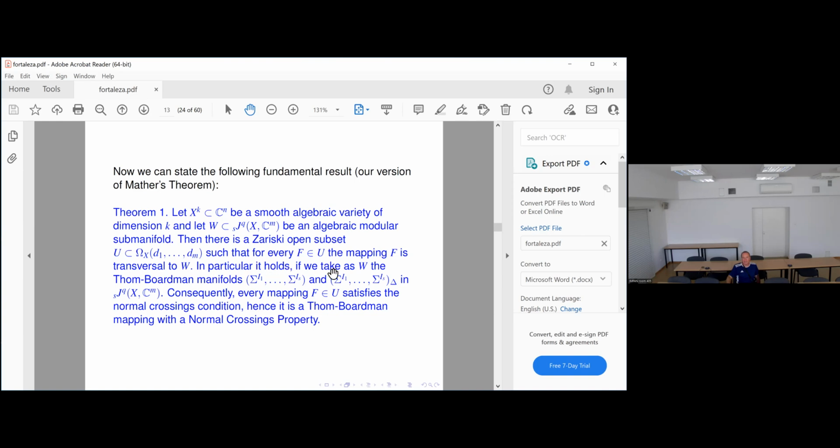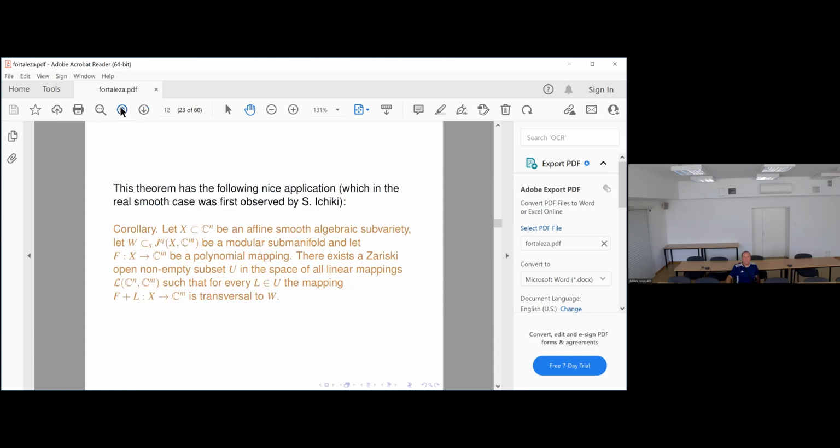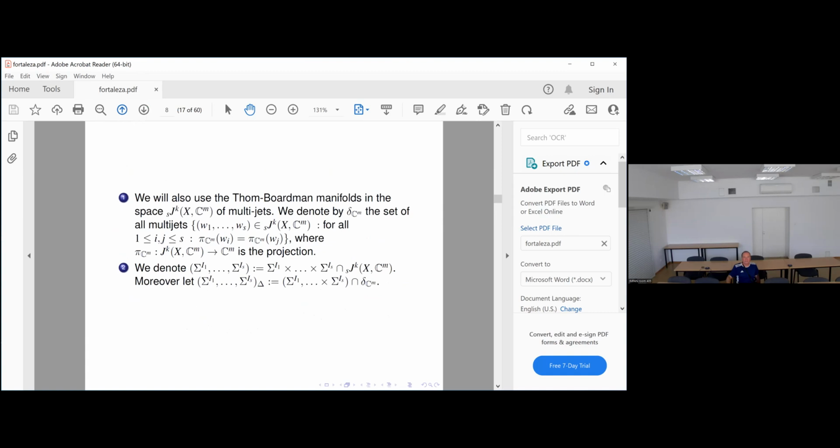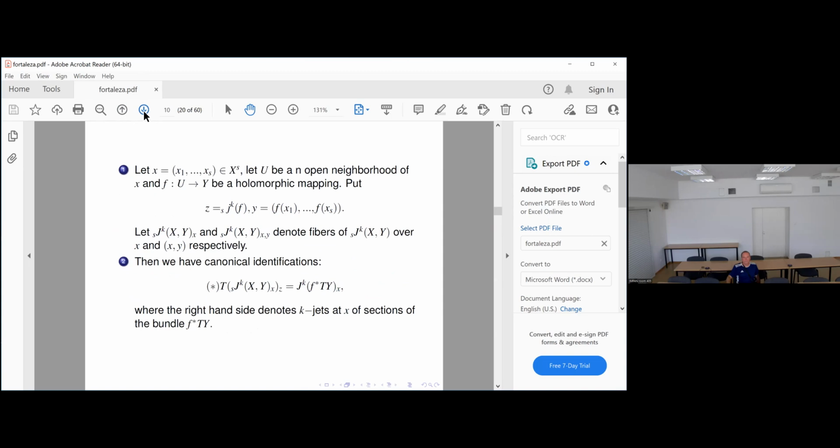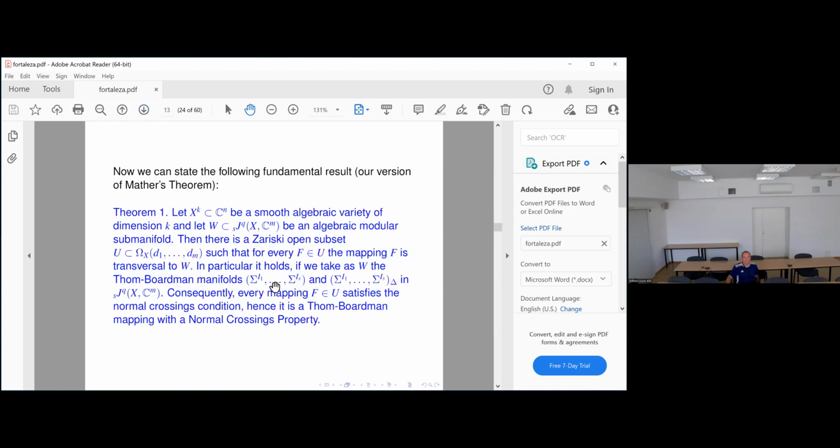In particular, it holds if we take as W the Thom-Boardman manifolds in jet space, which are defined before. Consequently, every mapping F belonging to U satisfies the normal crossing condition. Hence, it is a Thom-Boardman mapping with the normal crossing property.